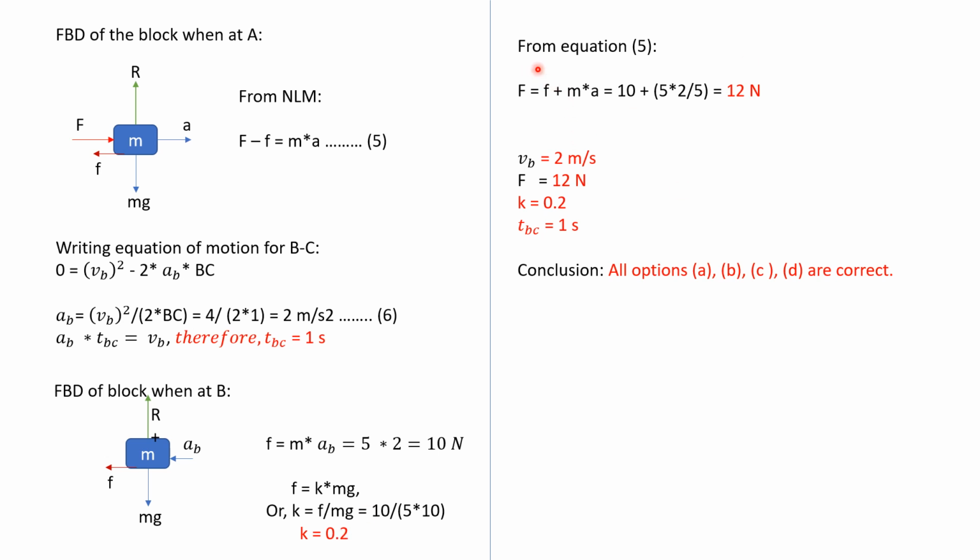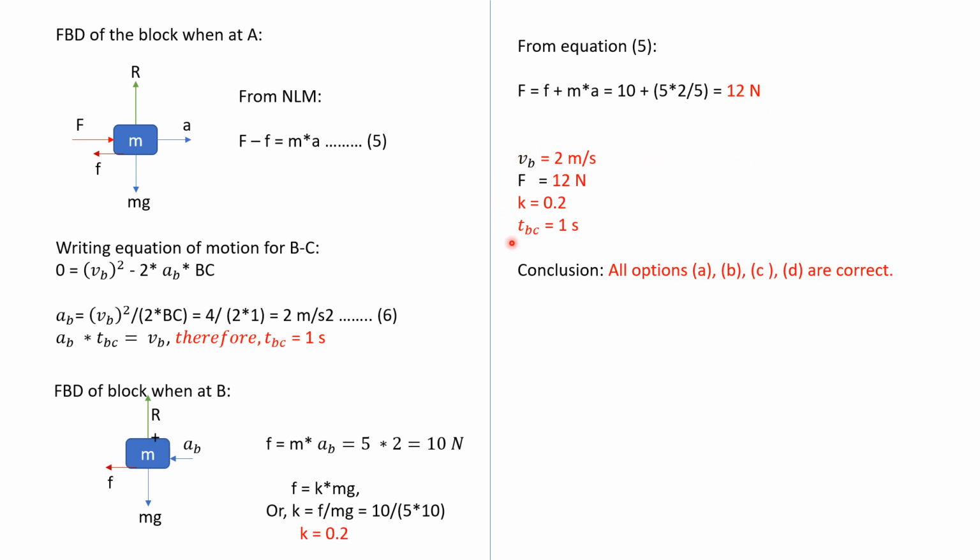So from equation 5, now we will use this equation for getting the capital F. F minus f is equal to ma, what we had written here. So f you bring to this side, so it becomes F equals f plus m into A. f you have already got as 10 Newton, plus mass you know is 5 kg, acceleration you have as 2 by 5, that we have calculated earlier. So the total, capital F, is coming as 12 Newton.